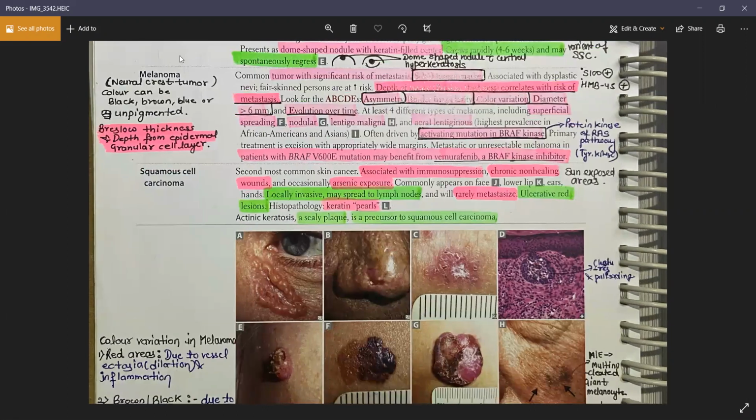So any doubt on the melanoma? No, thank you.